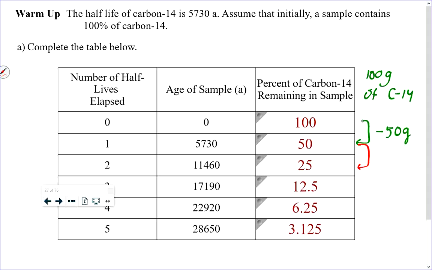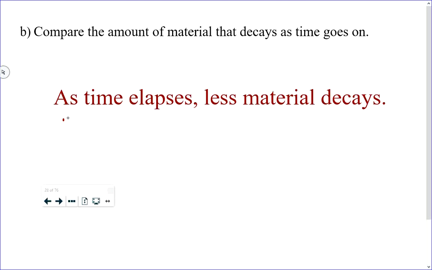But then when we look at from 1 half-life to 2 half-lives, we've only lost 25 grams, right? So what's happening as time goes on is less is decaying, which is maybe a little troubling for some people until we really think about it. So the answer to this question is the following. As time elapses, less material decays.